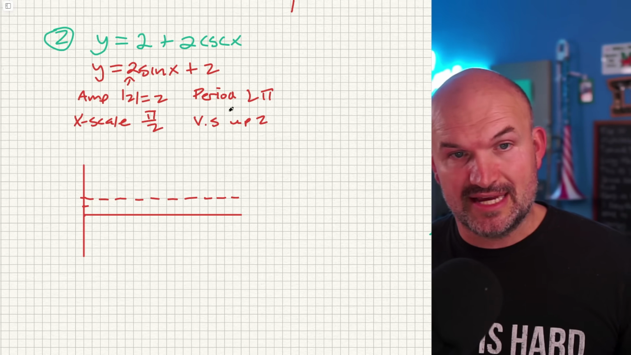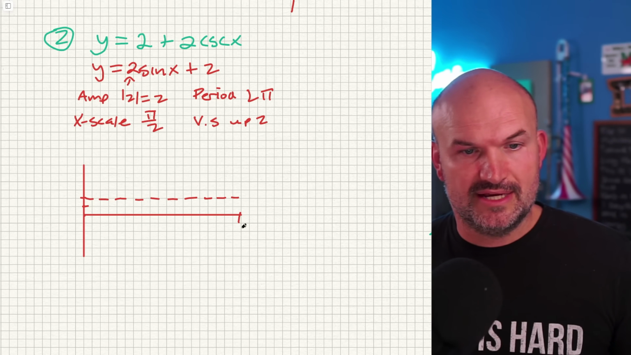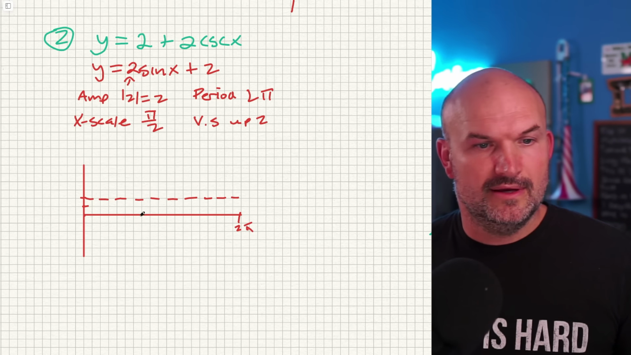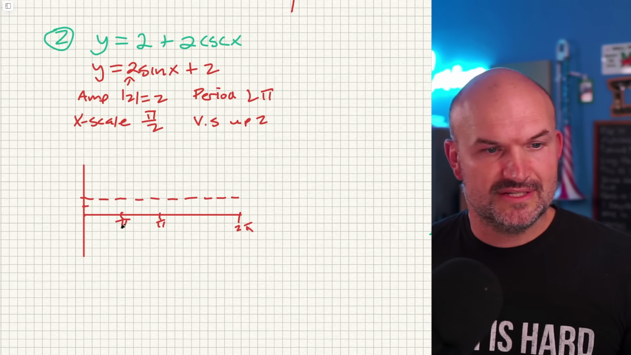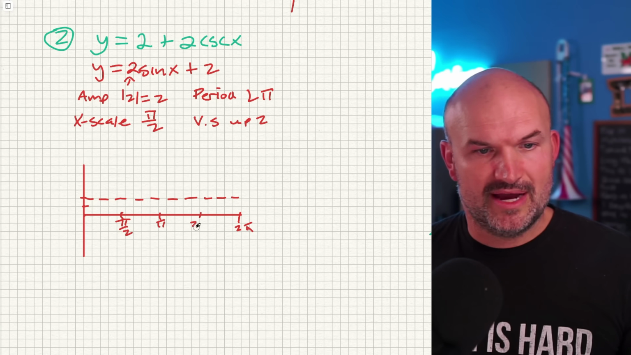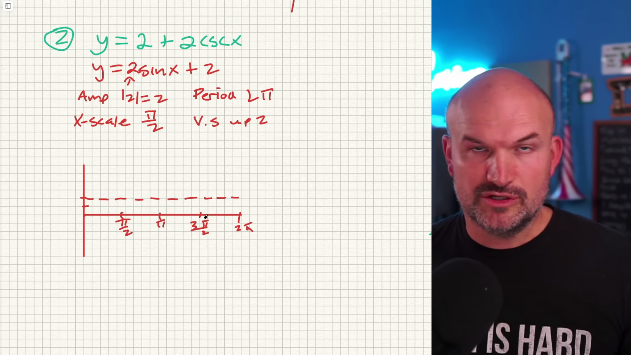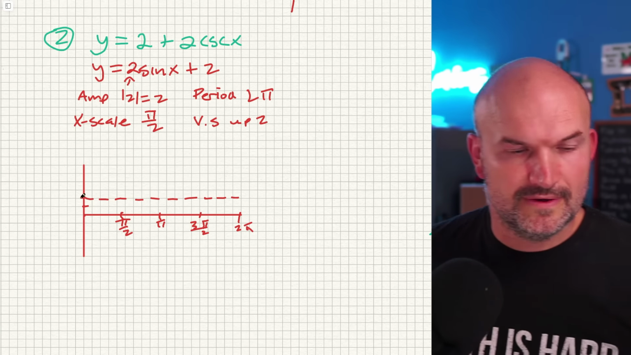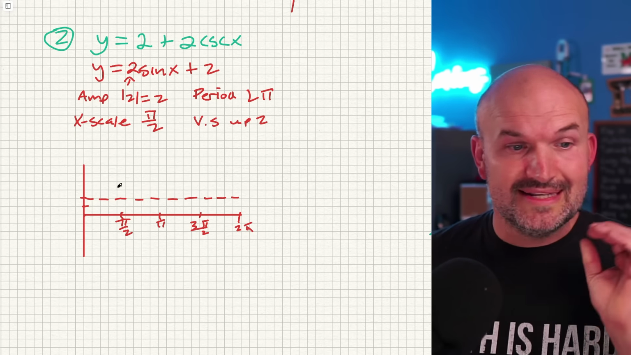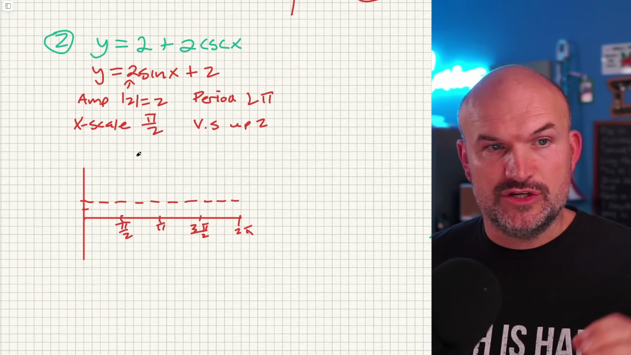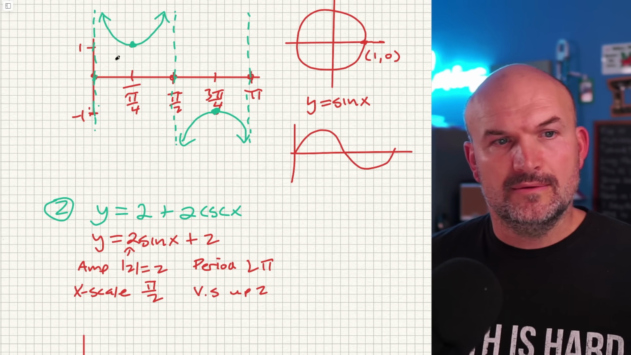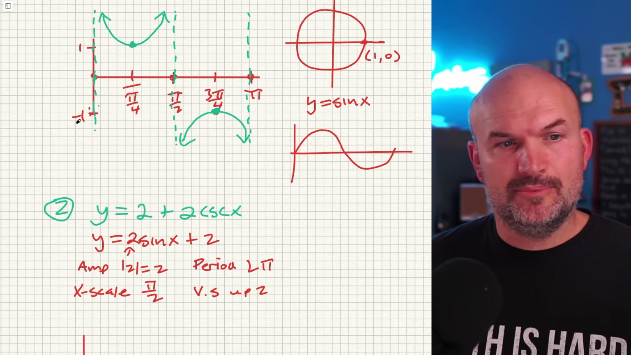Now I do have an x scale of pi halves. So I'll say here is 2 pi. Half of that is going to be pi. This will be pi halves. And this will be 3 pi halves. Okay, something you should be very familiar with from the parent graph that we have. Now, what's also important is my graph has an amplitude of 2. So over here, if you remember, my sine graph went up 1 and down 1.